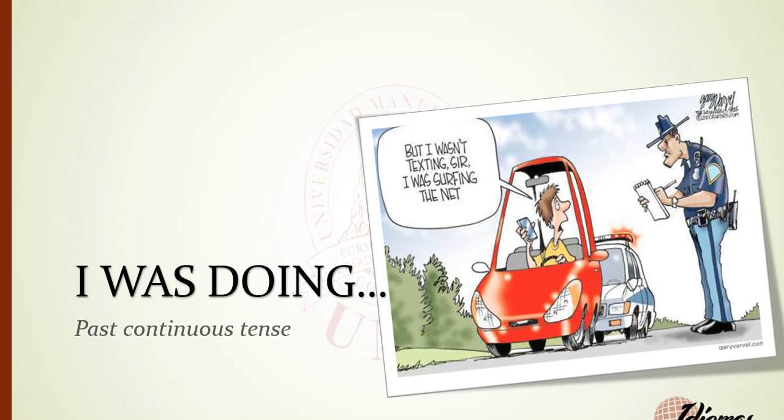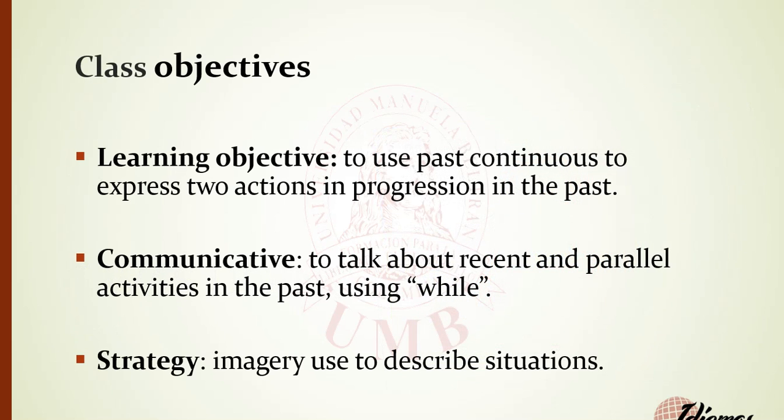This is our final lesson of the first term, and today we're going to learn about the past continuous or past progressive tense. At the end of this lesson, you're going to use the past continuous to express two actions in progression in the past. Also, you're going to talk about recent and parallel activities in the past using while.